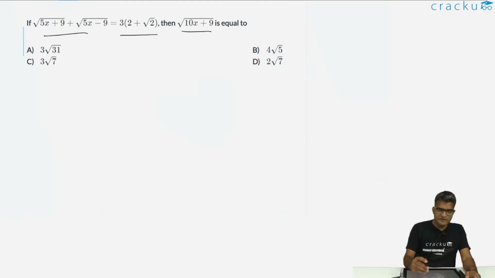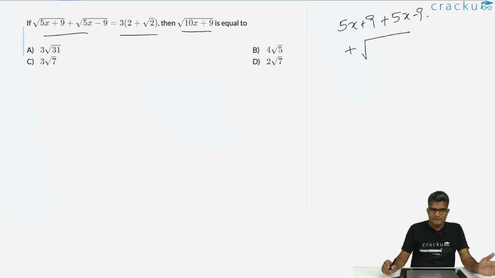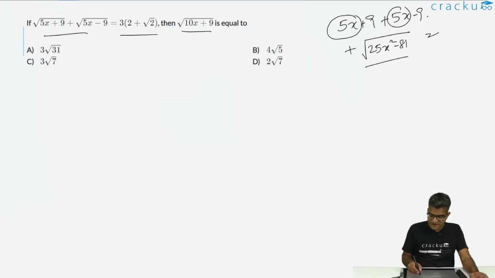In these kinds of questions, if you directly square this expression, you are going to get 5x plus 9 plus 5x minus 9 plus square root of 5x plus 9 into 5x minus 9, which is 25x square minus 81, is equal to the square of 3 plus 2 root 2. This looks messy because we'll have the value of x outside the square roots and x inside the square root, so it just looks more complicated.